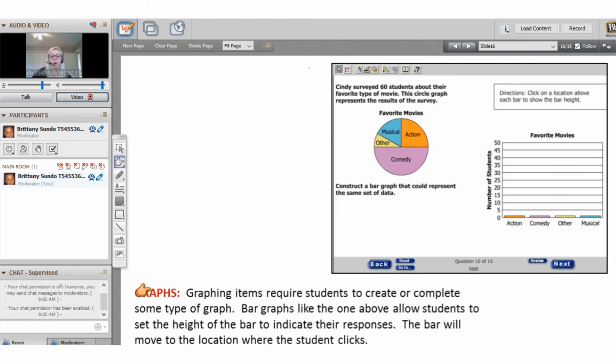Graphing will require students to create or complete some type of graph. Okay, so this gives an example of a pie graph and then a bar graph. And you might be required to set the height of the bar to indicate your response. So the bar will move to the location that you click on your screen, just like I'm doing.